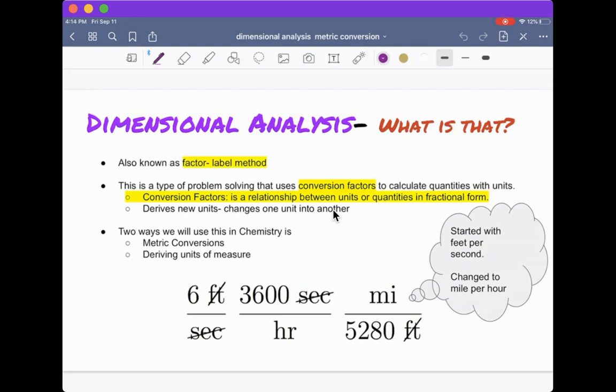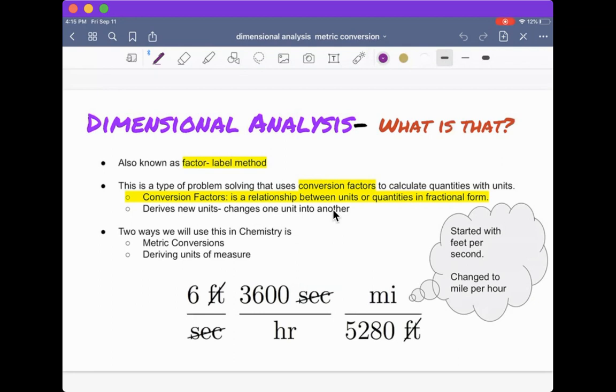So when we're talking about dimensional analysis, just like in the last lesson, I told you that it's really important for you to truly understand what it is and why we do it. Dimensional analysis is a way of doing math without needing equations.